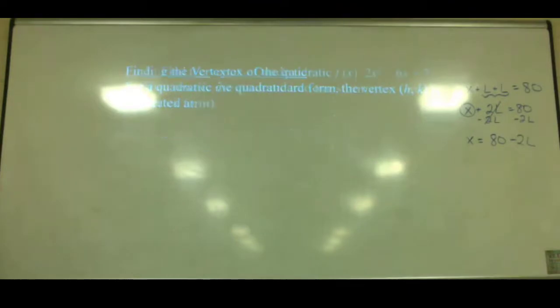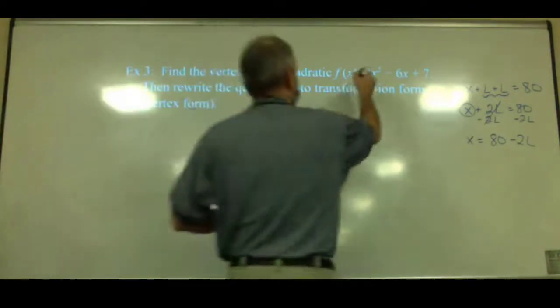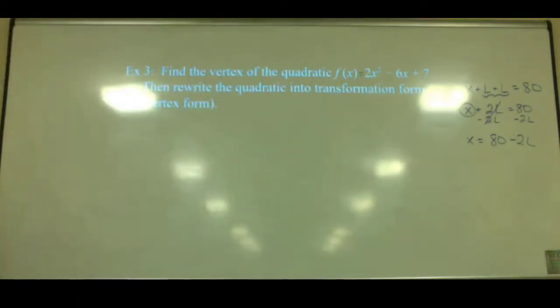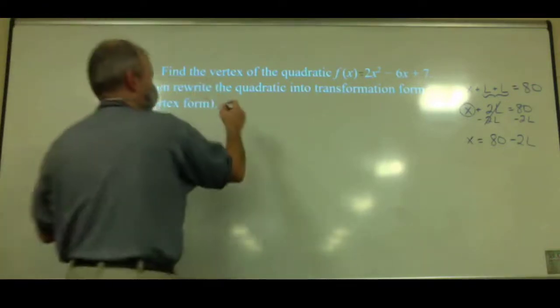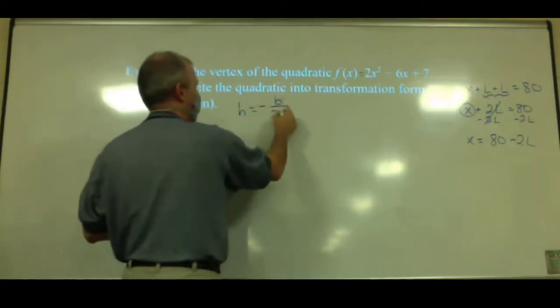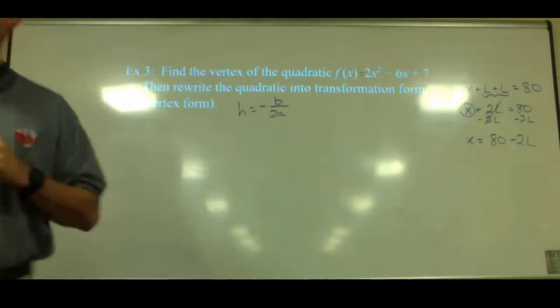Okay. So let's go ahead and do this first one. This is given to us in standard form: f of x equals 2x squared minus 6x plus 7. And then we're going to rewrite it into vertex form or transformation form. So the first thing we want to do is find the vertex from this. Our formula: h equals the opposite of b over 2a. That's what we just had on the previous slide. We're just going to be using that.